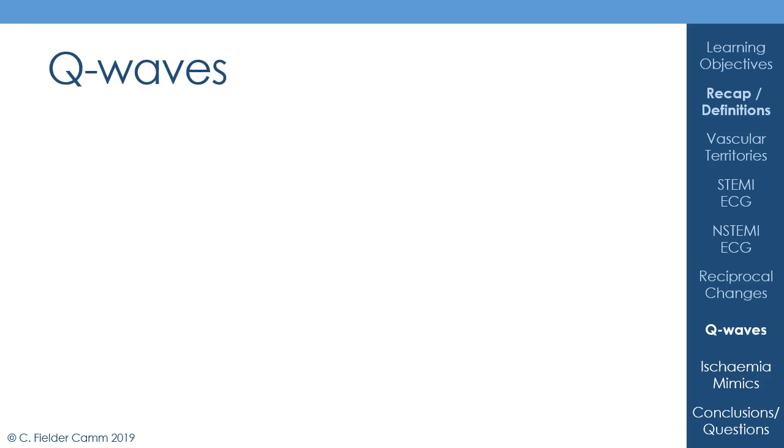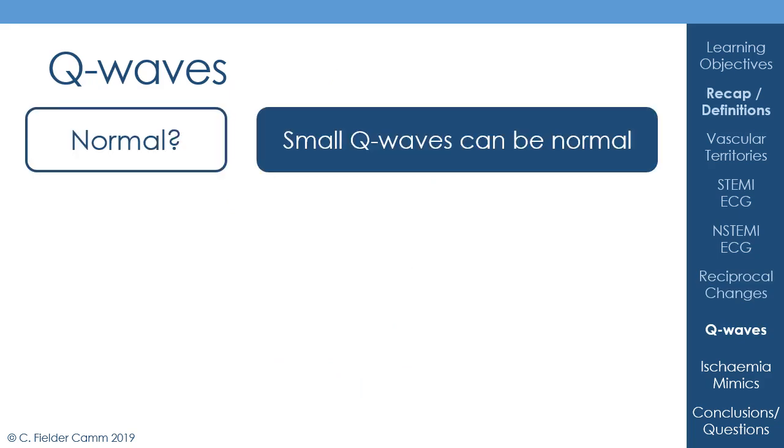So what are Q waves? Well, we know that Q waves, I've described them in lecture 1, are this initial downward deflection of the QRS complex that occurs before any upward deflection. And so it's only a Q wave if there's a downward deflection first. If there's an upward deflection followed by a downward deflection, that's an R wave, the upward deflection, followed by an S wave. So that's what a Q wave is, and small Q waves can be normal.